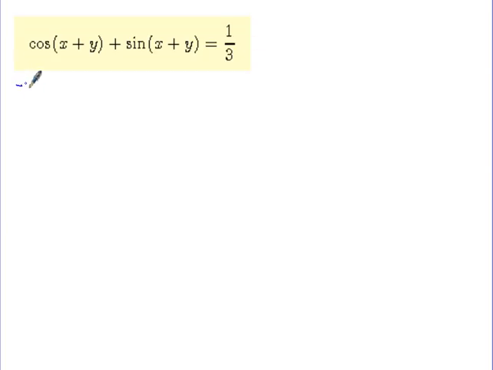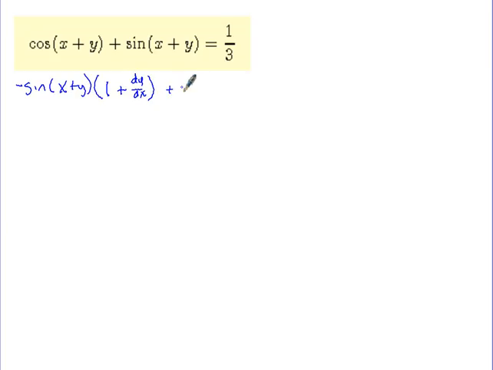What's the derivative of cosine? It's negative sine of my original x plus y times the derivative of the inside. What's the derivative of the inside? Well, the derivative of x is 1. The derivative of y is 1 dy dx.